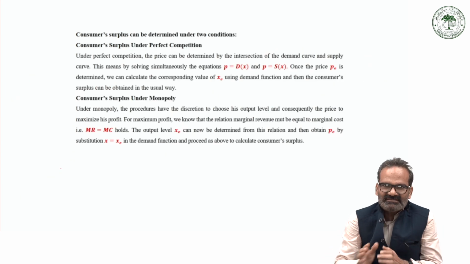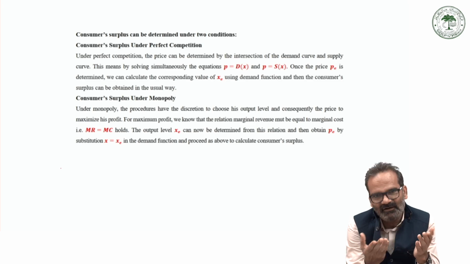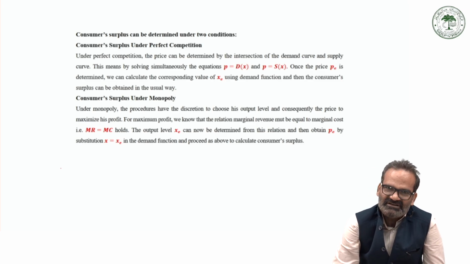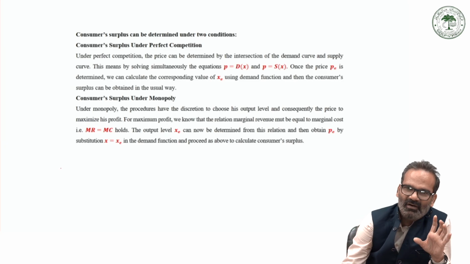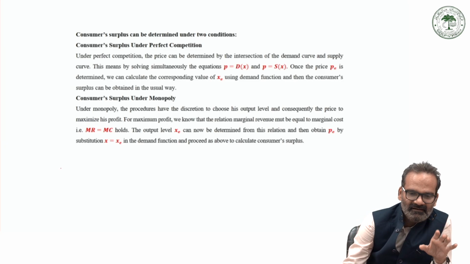Now, consumer surplus. We have seen how we can determine the consumer surplus, but the consumer surplus can be determined under two basic conditions. Number one, under perfect competition, and number two, under monopoly, right? So what happens under perfect competition? You all have studied these two concepts in your 11th and 12th standard. What is the meaning of perfect competition?